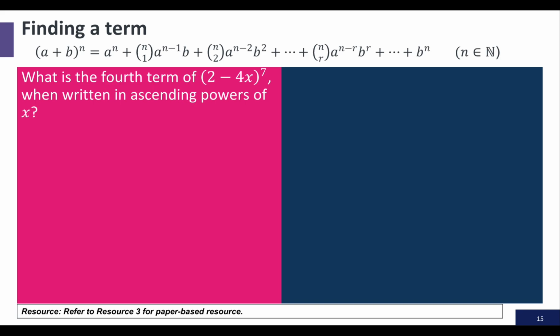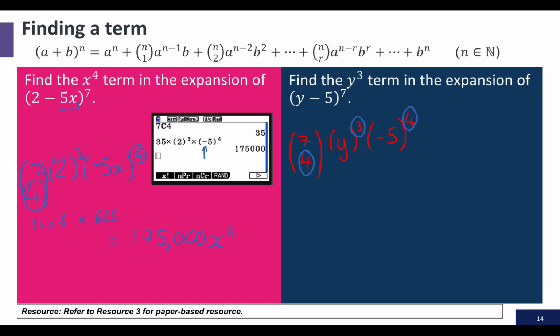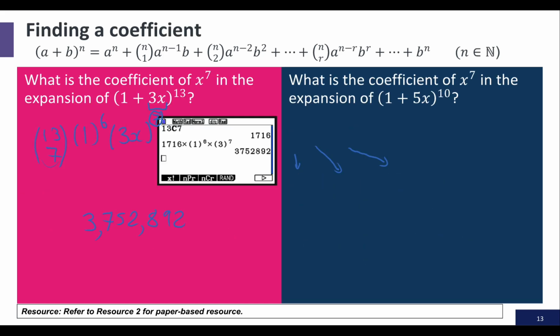Okay, last couple of examples then. What is the fourth term of 2 minus 4x to the power of 7 when written in ascending powers of x? So you might notice, depending on where x is written, the x powers might go up or the x powers might go down.